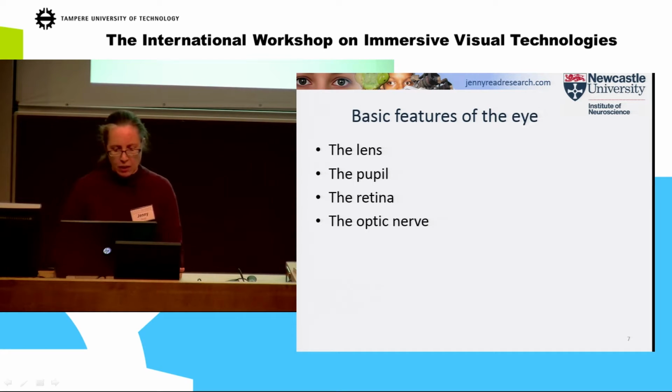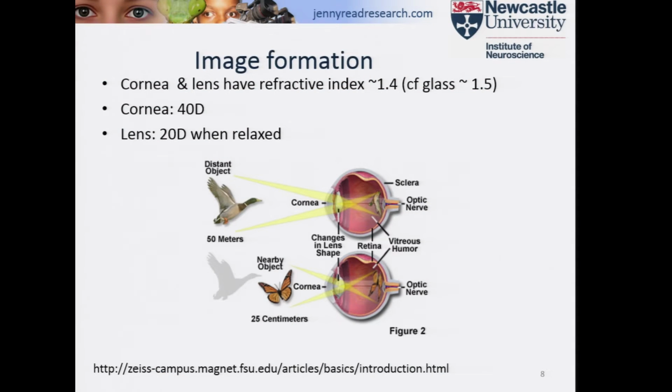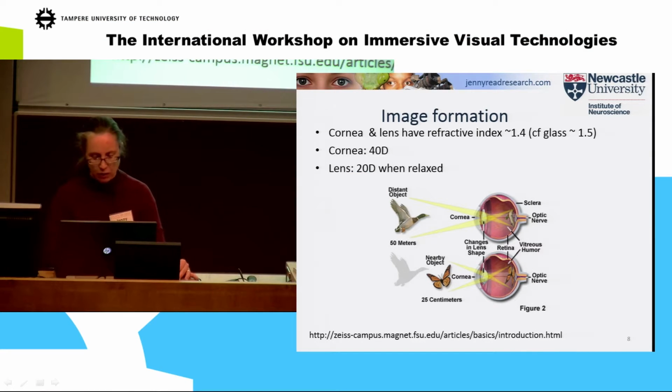The key features of the eye that I want to talk about are laid out there: the lens, pupil, retina, and optic nerve. So people sometimes think that the lens is what focuses the image on the retina, but actually it's almost entirely the cornea. So the cornea has a power of about 40 diopters, and the lens has only about 20 when it's relaxed, and then some ability to increase beyond that. So what the lens does is give us our ability to vary the power of the optics of our eye. And as you can see, they both have quite a high refractive index, comparable to that of glass.